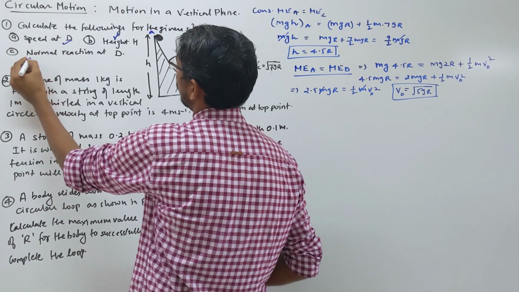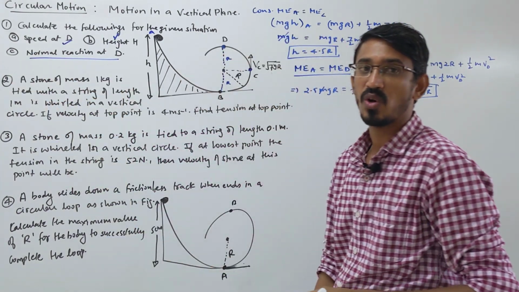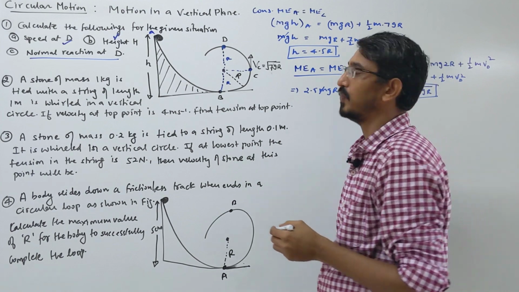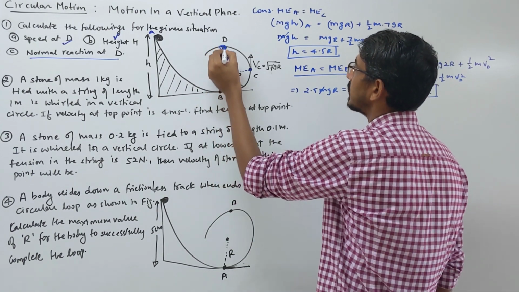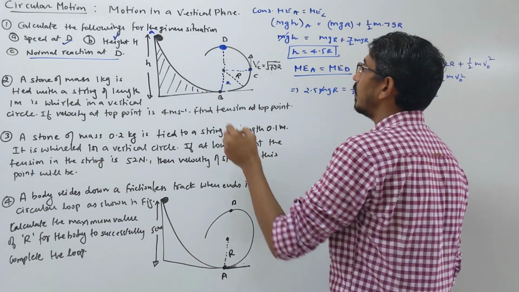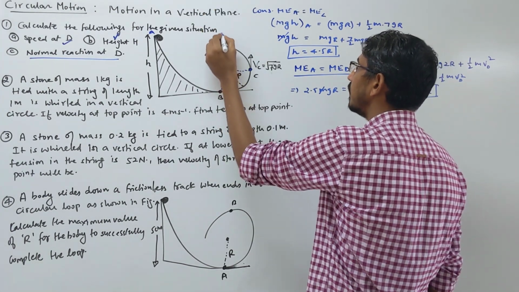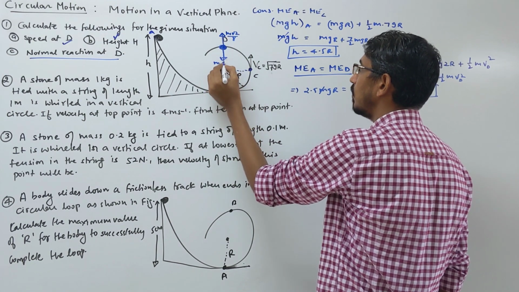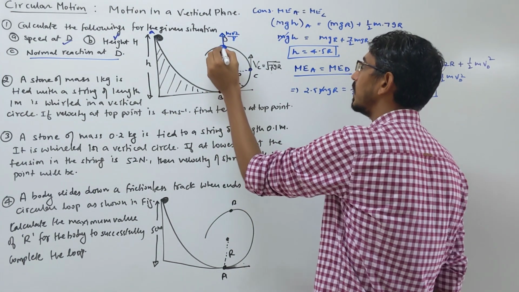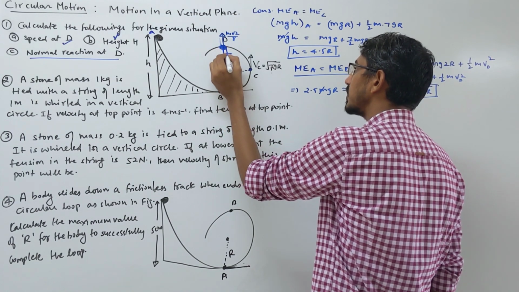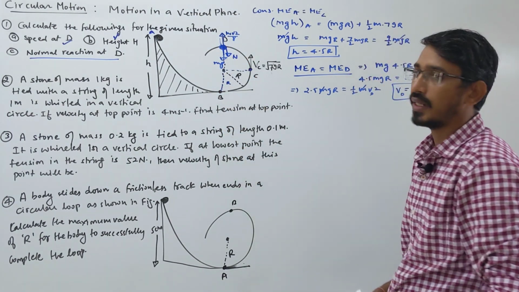Then what else? One more question is there, besides the speed we have calculated. They are asking what is the normal reaction at point D? Normal reaction is a force, right? So we have to write the force equation at this point. What forces are acting on this body here? Look here. Centripetal force is mv square by r. mg is downward, right? And normal reaction is like this way. Normal is always perpendicular to the surface.